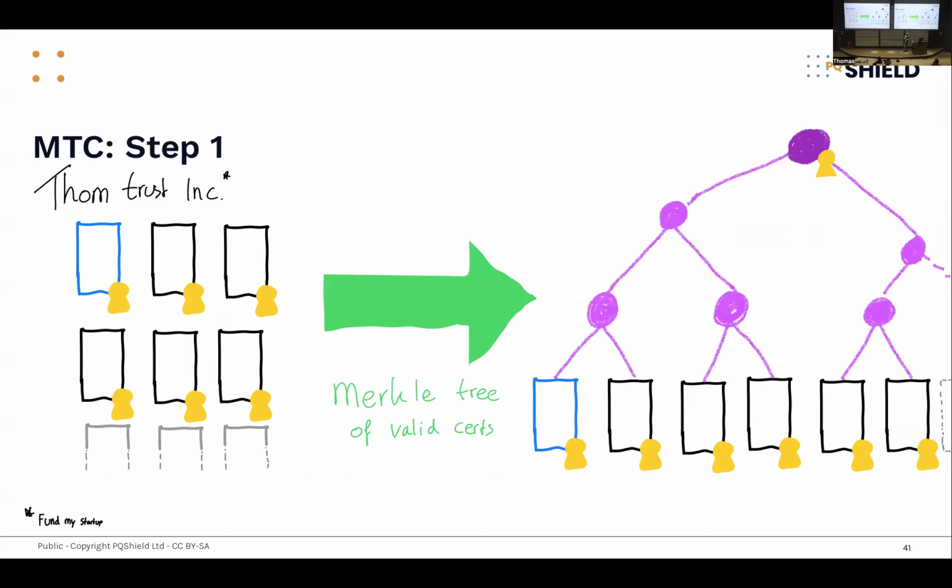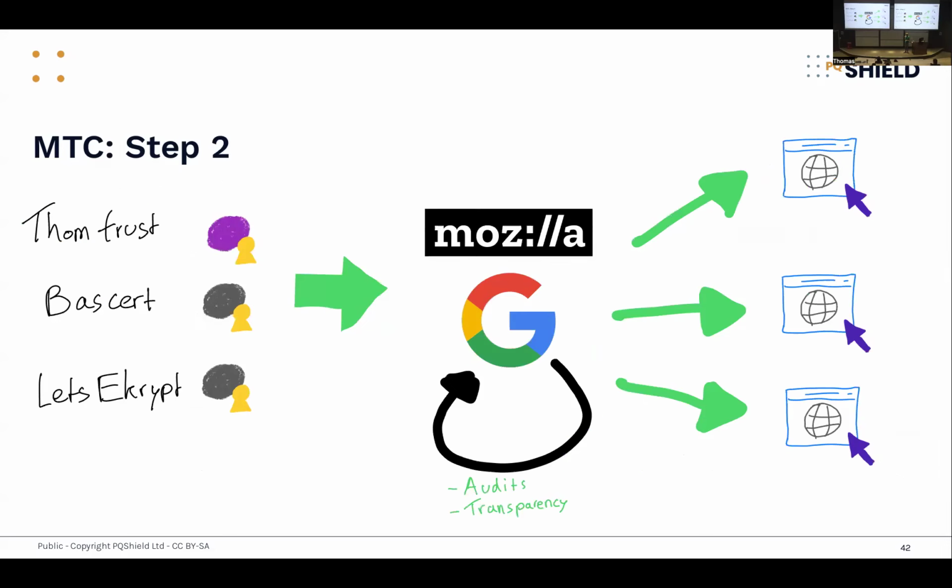So we have certificates, and these certificates are issued by a CA, and that CA is called Thom Trust. What we're going to do with those certificates is lay them out in a Merkle tree. We just put them all next to each other and build a nice Merkle tree. We've seen those before. And then we create this tree head, and we sign that as well. Now we have a Merkle tree that has all of the public keys and the names for all of those websites.